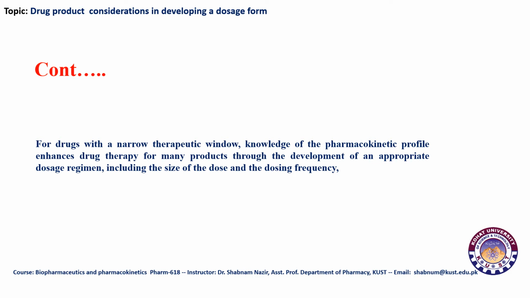So there would be one loading dose, and then there are maintenance doses, and when you achieve the steady state concentration, you are able to maintain that. Once you understand the desired concentration by therapeutic window, by knowing the pharmacokinetic profile, you are able to develop a dosage regimen, which would be the size of the dose and its frequency. These are the basic considerations related to a drug product.